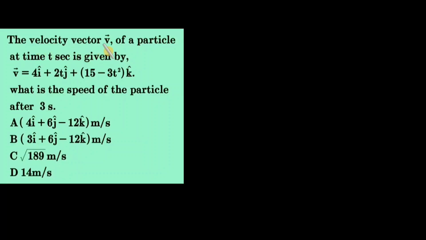The velocity vector v of a particle at time t seconds is given by v equals 4i plus 2tj plus (15 minus 3t squared)k. What is the speed of the particle after 3 seconds?